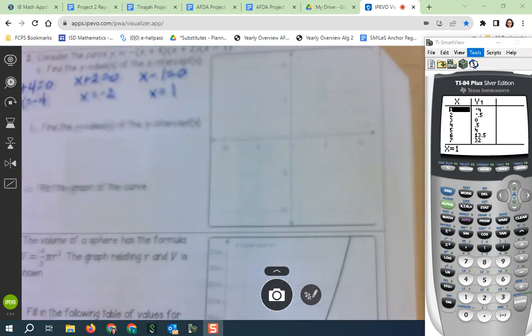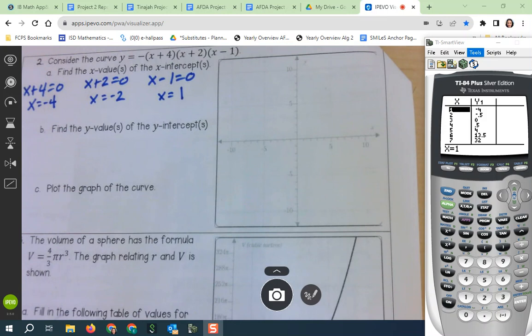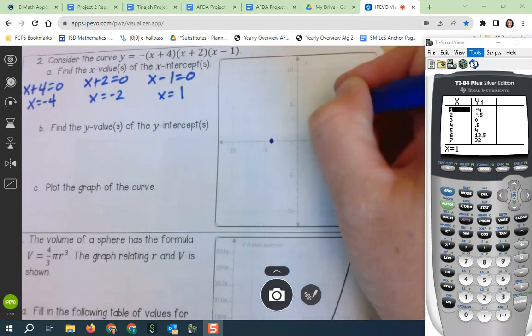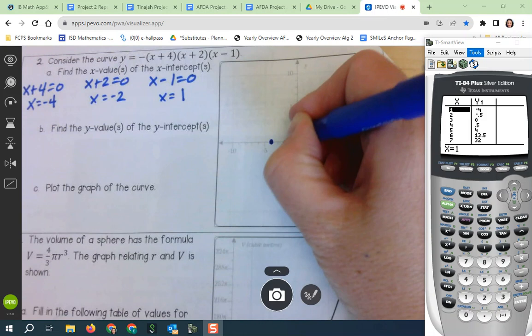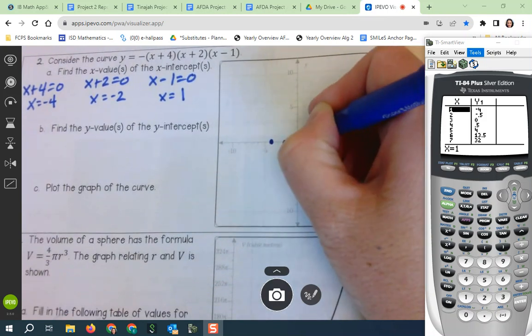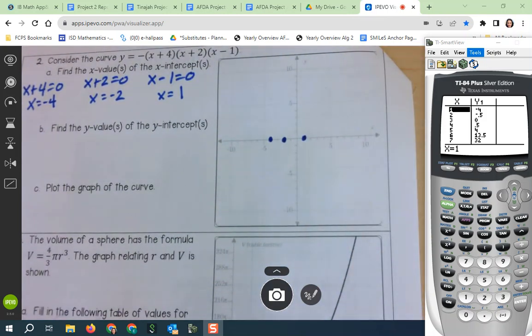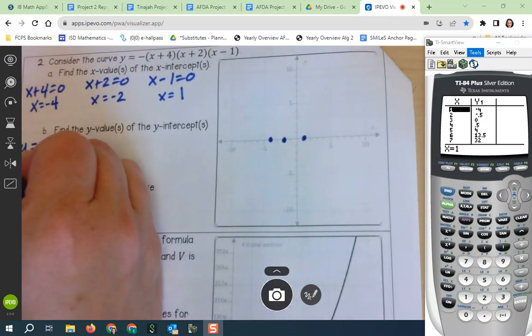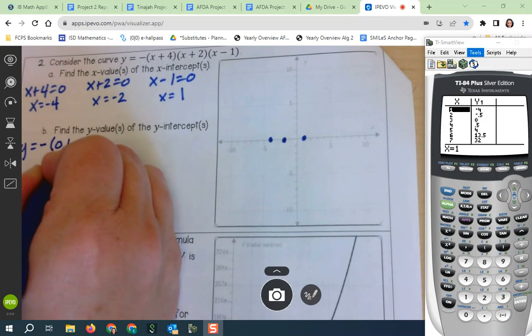All right, so if it said just to find the x-intercepts, I would have had to write those as points, but it just says find the x values of the x-intercepts, so I'm okay to leave it like that. I'm going to mark them negative 4, negative 2, and positive 1. Now to find the y value of the x-intercept, you have to make the x's 0. So you could multiply the whole thing out, but it might be easier to just do it this way.